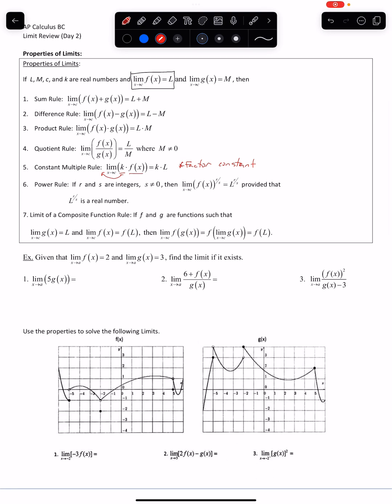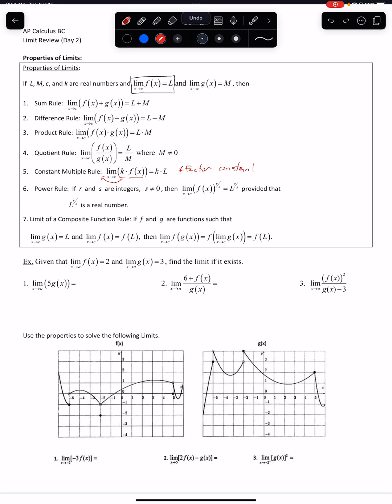Likewise, if we are having a limit to a power, such as right here, we can put the power to the outside. We can just use our limit to that power, again, provided it's a real number. The last one is the limit of composite functions. We use this one very basically right now, but later on this year we're going to make it much more complicated, especially when it comes to graphing. Okay, so for now, we are going to do easy ones.